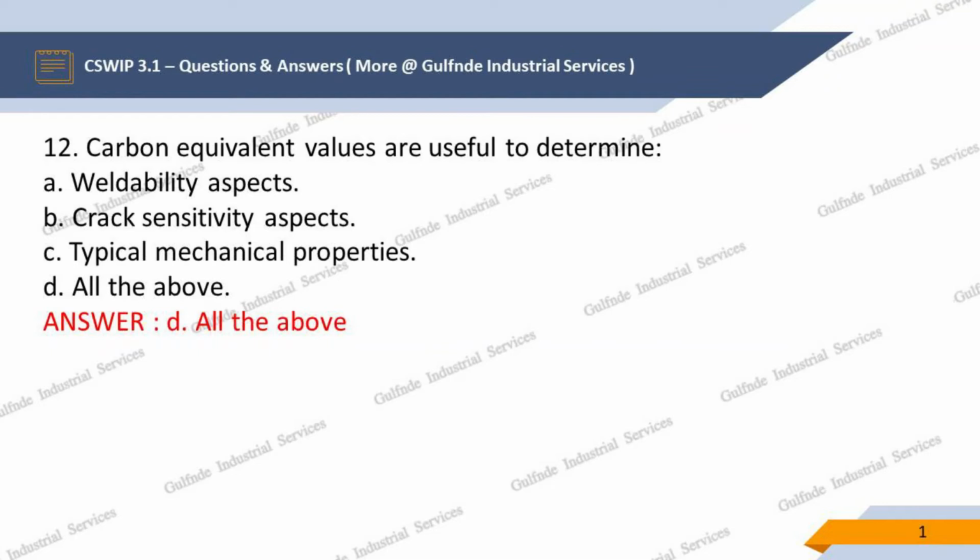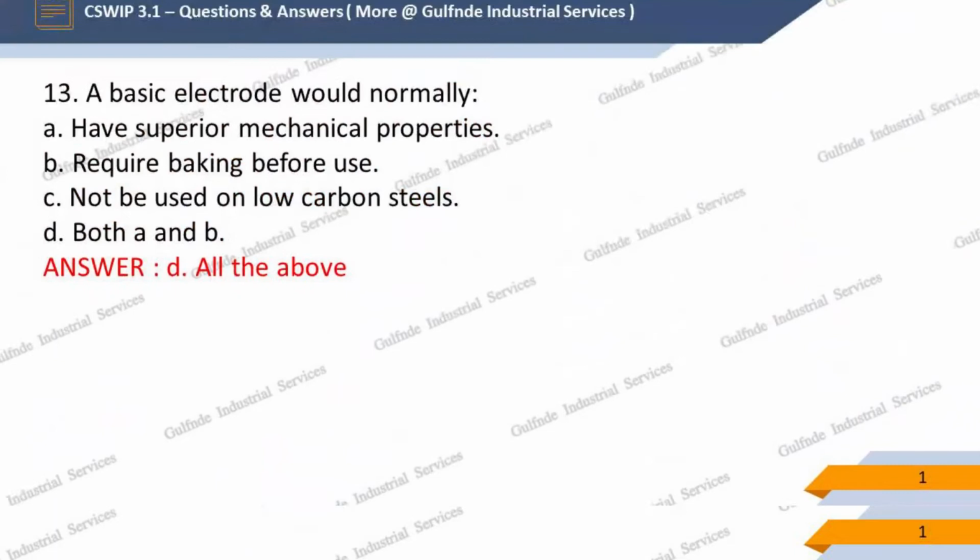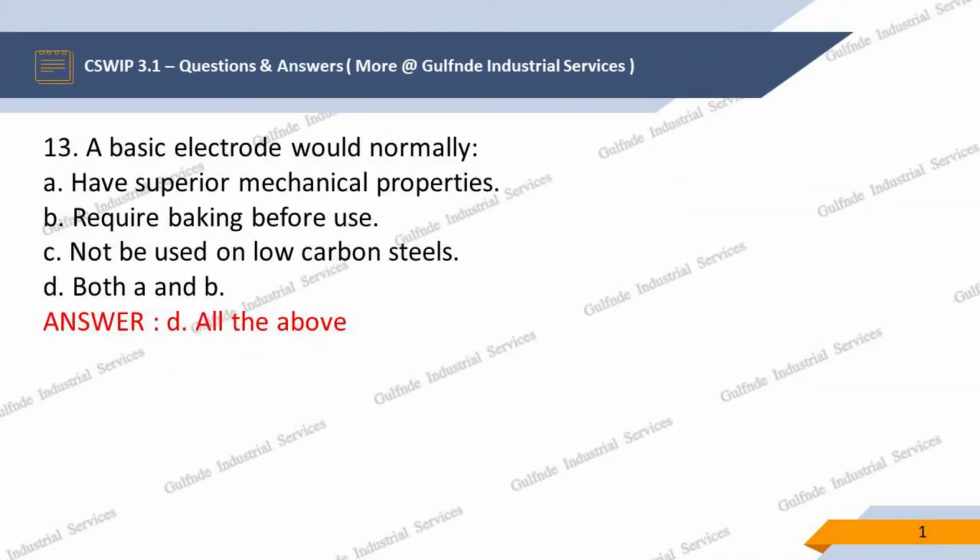Question 12. Carbon equivalent values are useful to determine, options are A. Weldability aspects, B. Crack sensitivity aspects, C. Typical mechanical properties, D. All the above. Our answer is D. All the above.